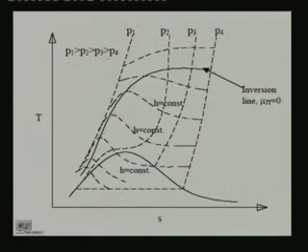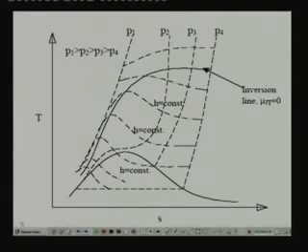If you look at this TS diagram, you can arrive at some important conclusions. First conclusion is that if throttling takes place above the inversion curve, the temperature always increases during throttling. For example, if I am throttling from P1 to P2, starting with this temperature, you find that temperature always increases. That is the first observation. Second observation is that for a given pressure drop, let us say P2 to P3, the temperature drop increases as the throttling takes place at lower temperatures. So this is the second conclusion.